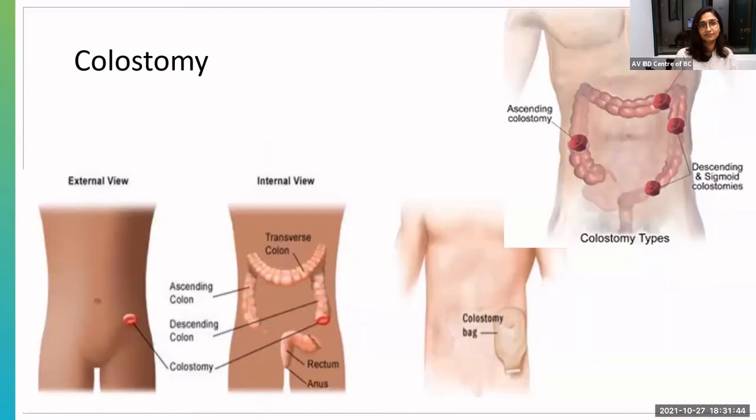And the output from a colostomy is usually soft formed stool, like we would have if our entire GI tract was intact. Here, there's just a depiction of the different types of colostomies. You can see that they can be positioned at different parts of the abdominal wall, depending on which portion of the colon is brought out as a colostomy.